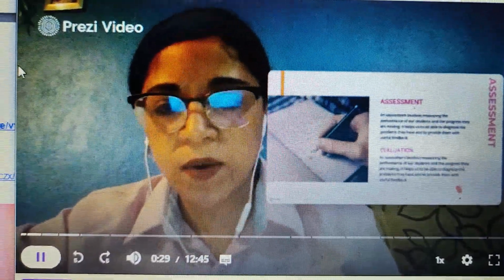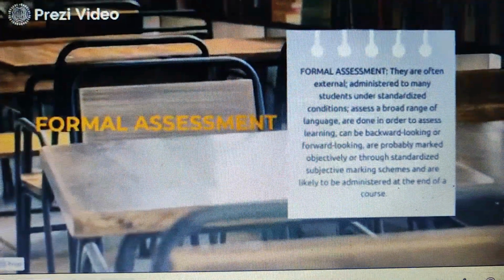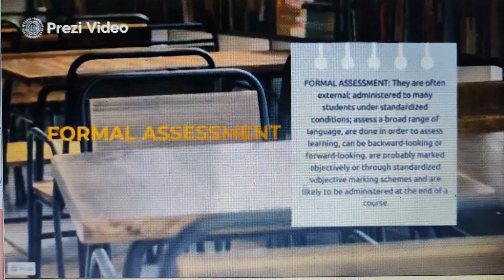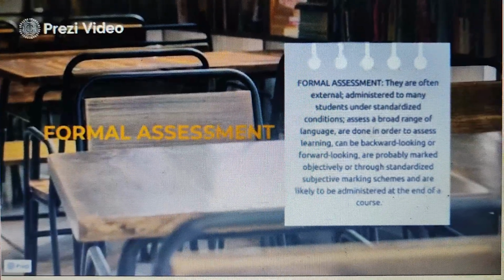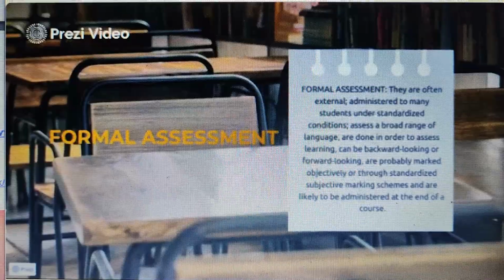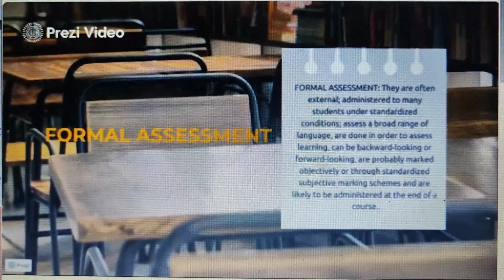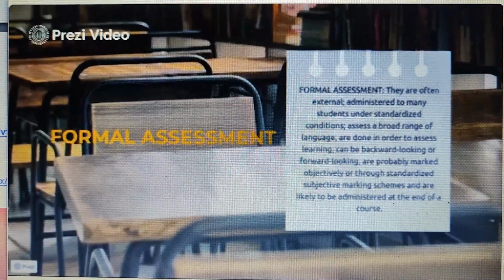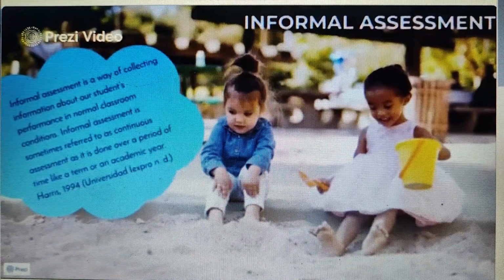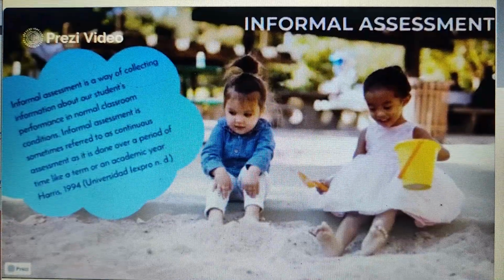Now here we have the formal assessment. The formal assessments are often external, administered to many students under standardized conditions. They assess a broad range of language, are done in order to assess learning, can be backward-looking or forward-looking, are probably marked objectively or through standardized objective marking schemes, and are likely to be administered at the end of the course. And the informal assessment is a way of collecting information about your students' performance in normal classroom conditions.